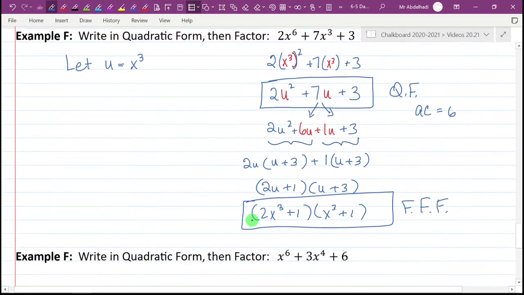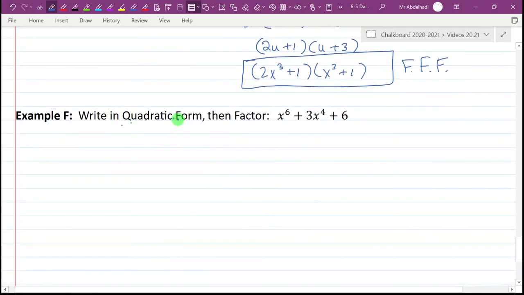All right, now this last one here, we want to write in quadratic form and then factor. Well, we'll do our check. Is 6, this power, double this power? And the answer is no, 6 is not double 4. So that means you cannot write this in quadratic form. It's not possible. You'll notice on the homework they say, if possible, write in quadratic form. Well, here's an example of where it's not possible.